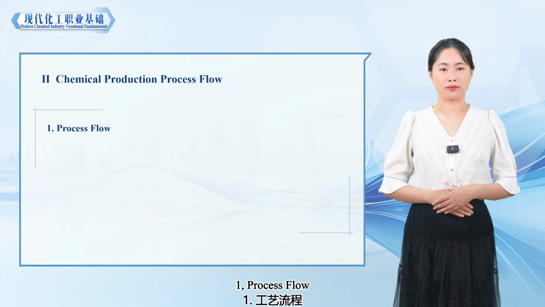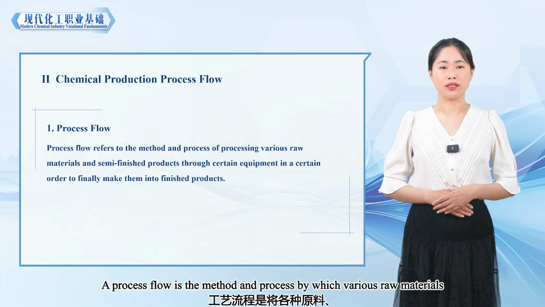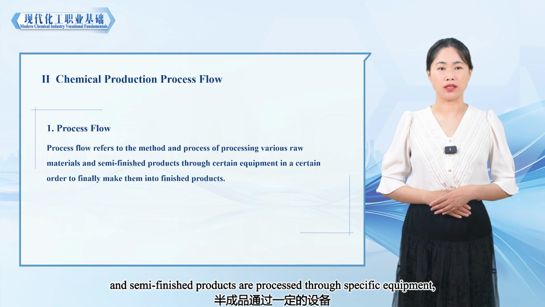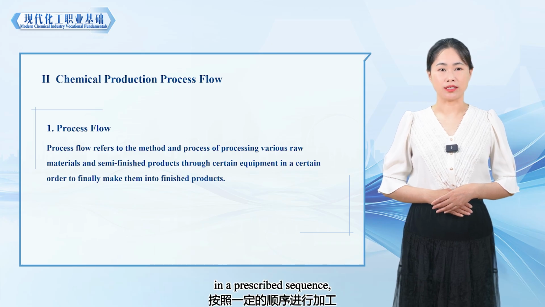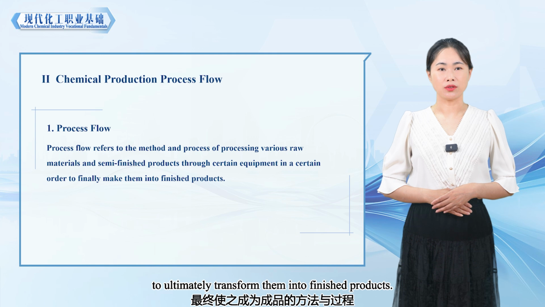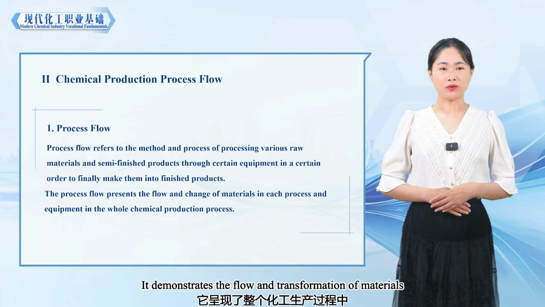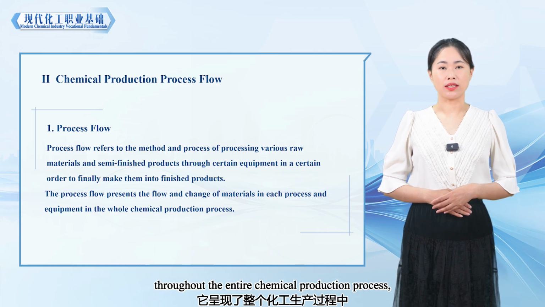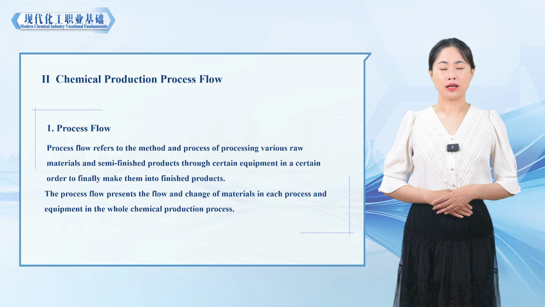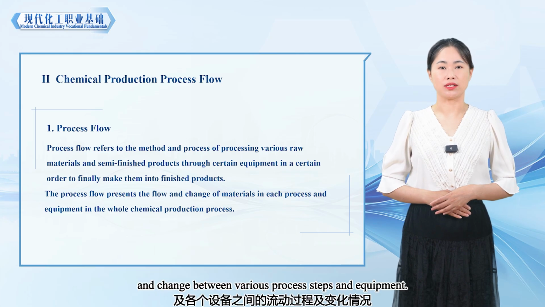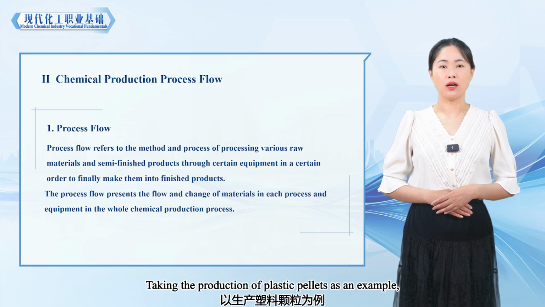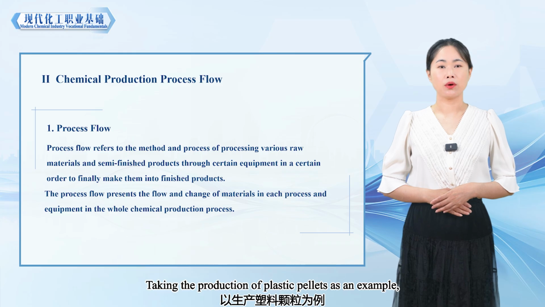1. Process flow. A process flow is the method and process by which various raw materials and semi-finished products are processed through specific equipment in a prescribed sequence to ultimately transform them into finished products. It demonstrates the flow and transformation of materials throughout the entire chemical production process, showing how materials move and change between various process steps and equipment, taking the production of plastic pellets as an example.